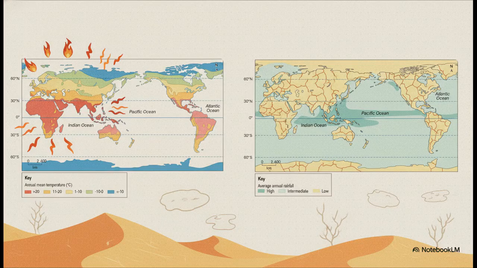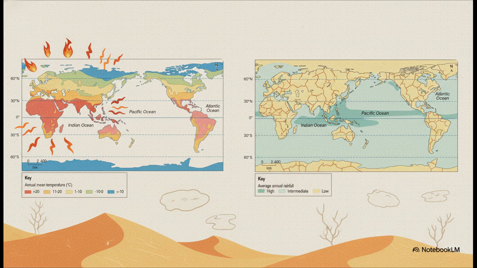Okay, this is the perfect comparison to make our case. Think about North Africa and the Middle East. On the temperature map, that area is glowing red. It's one of the hottest places on the planet. But then, you look at the rainfall map for that exact same spot. It's yellow. Almost no rain.